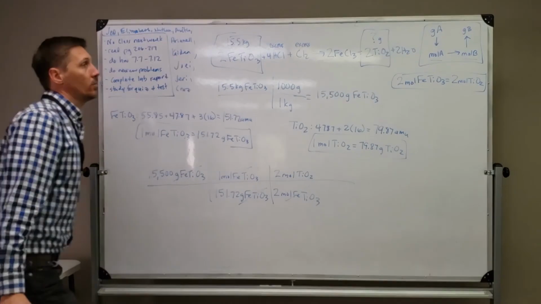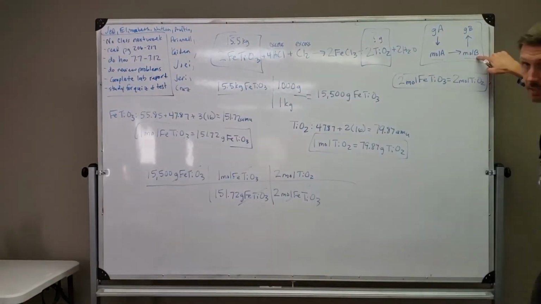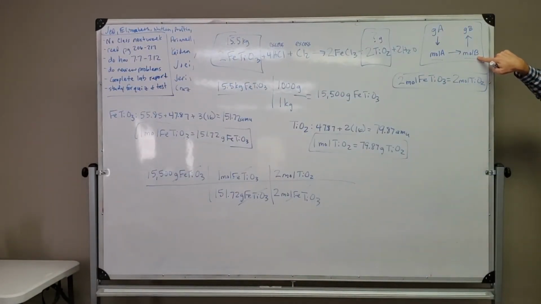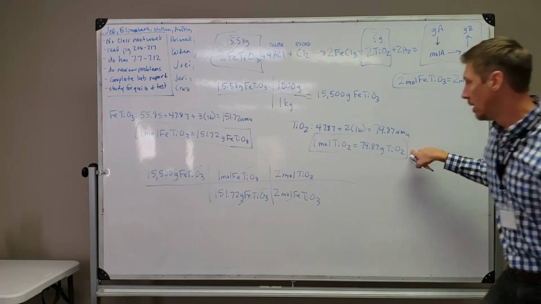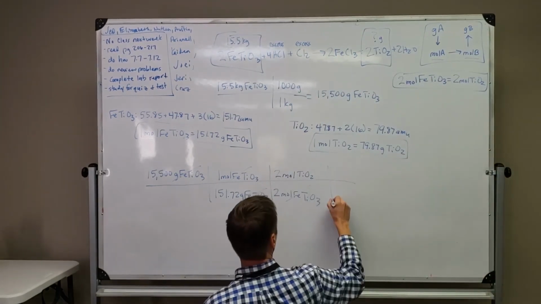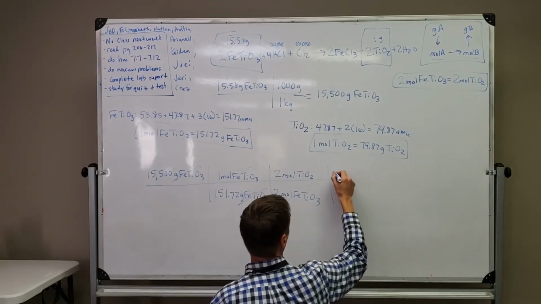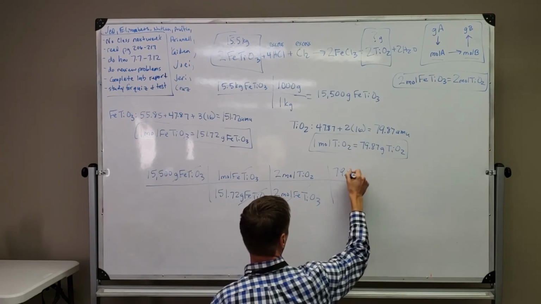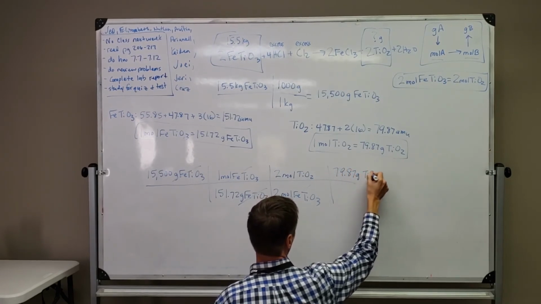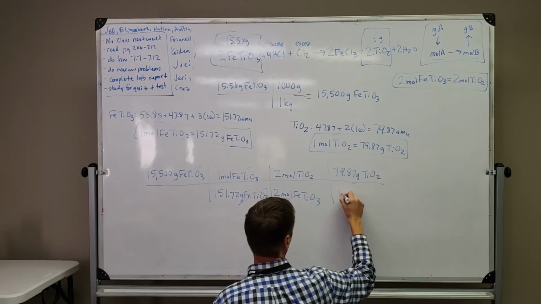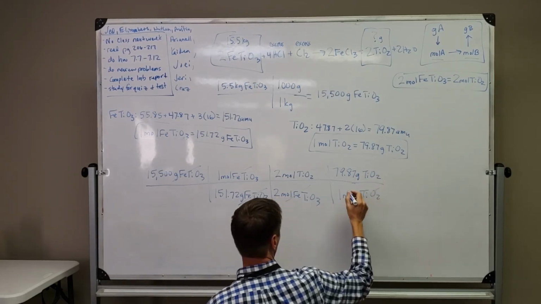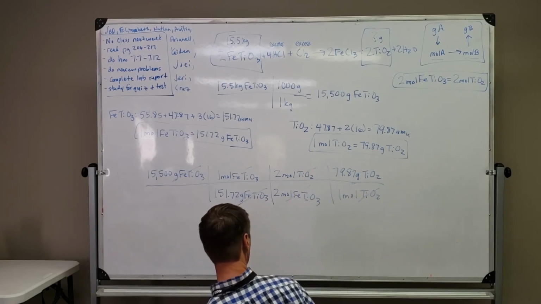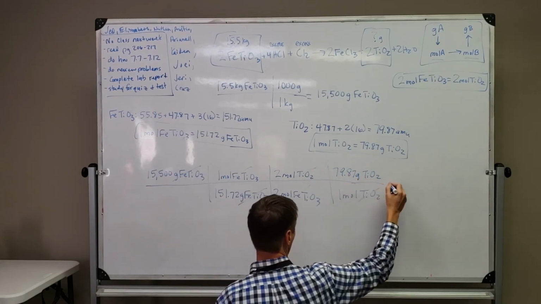So now I've made it all the way to here, and just need to convert from moles of substance B to grams of substance B. And for that, I'm going to use this relationship. I put the grams on top, 79.87 grams of TiO2, and I put moles of TiO2 on the bottom. So my moles of TiO2 cancel out, and I'm left with a unit of grams of TiO2.